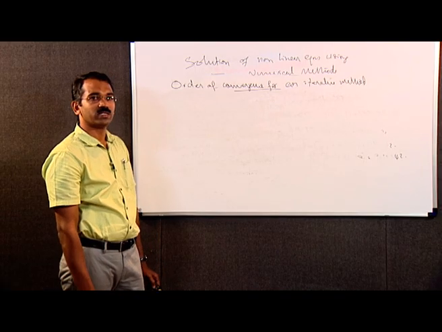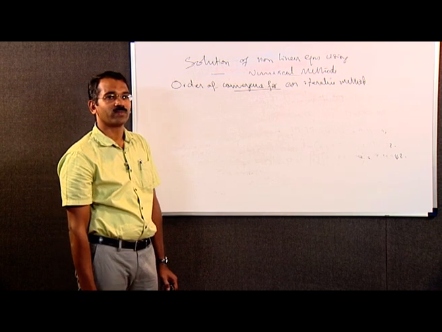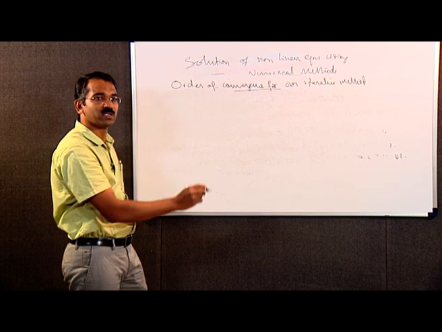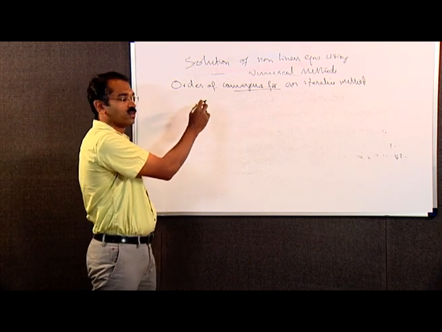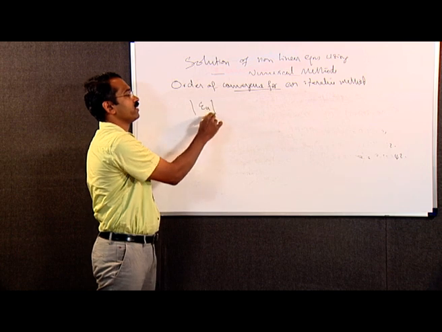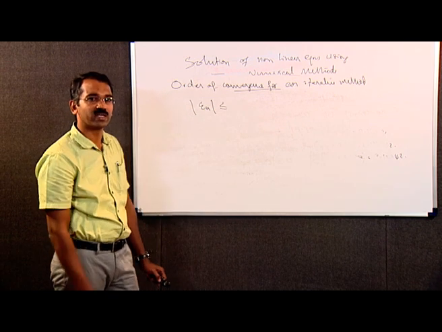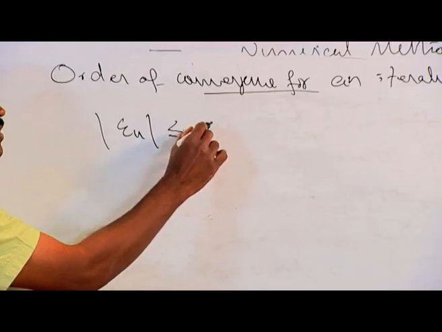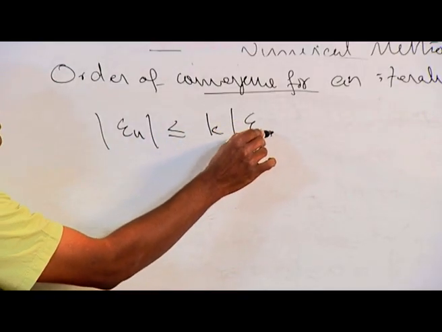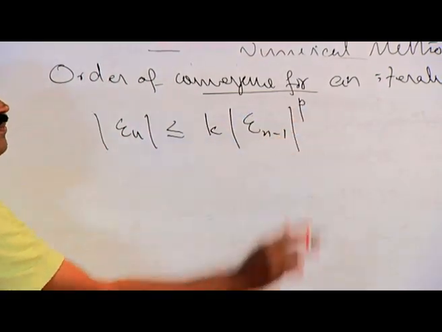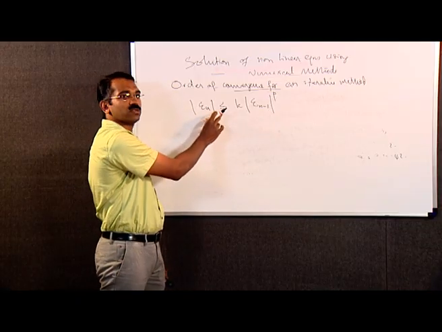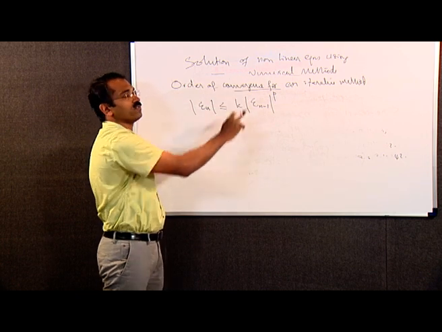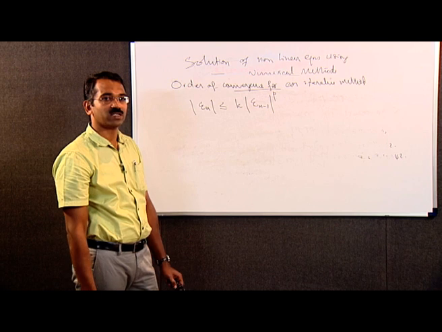An iterative method is said to be of order p of convergence if p is the largest positive real number such that modulus of epsilon n is less than or equal to k times modulus of epsilon n minus 1 raised to p. If this condition holds, we say that the order of convergence is p for the iteration method.